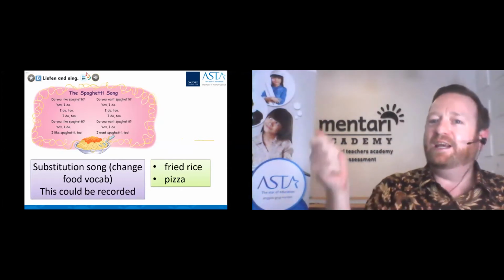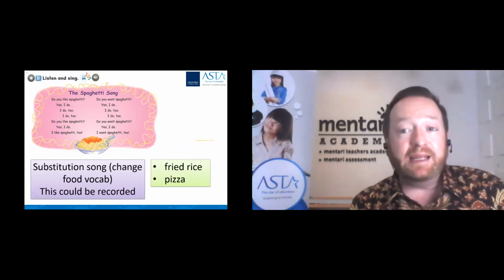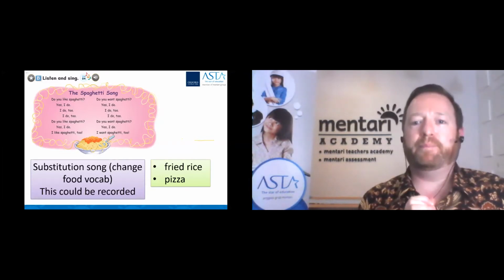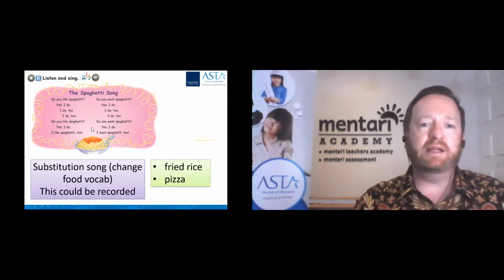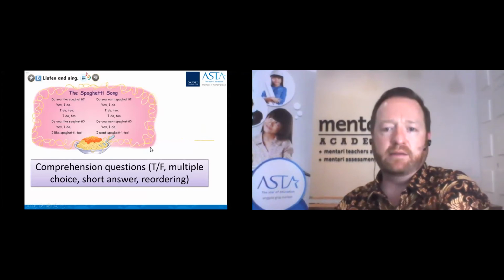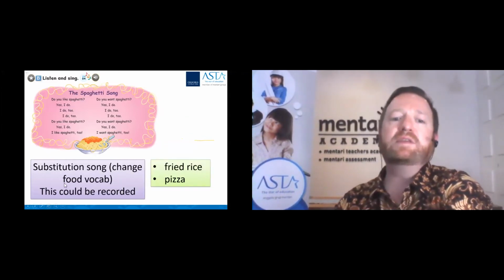It could be circle the correct word. It could be correct the mistake. It could be gap fill. Yep. Great. Yes, another one, as Miss Lila said, ask them to write the lyric. Yes, that's my next idea here, I think. So this could be done as a homework task.